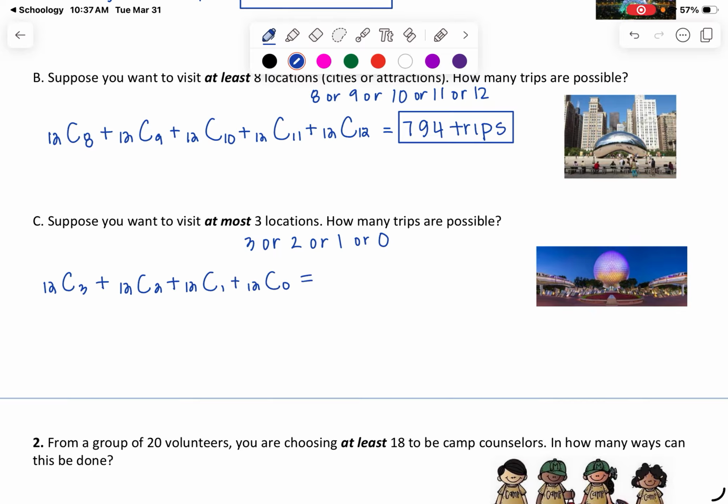And you might be saying to yourself, I don't even have to put the last one in there, but by choosing nothing, that's a choice. So this is equivalent to 1. So make sure you put it in there, or you can just tell yourself it's 1 and add 1. All right, put that in your calculator. You get 299 different trips that you could be doing.